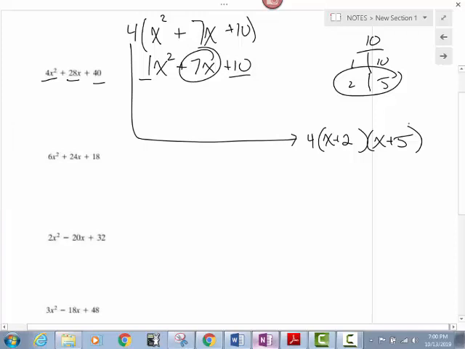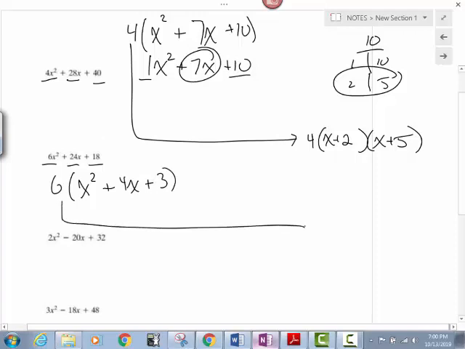Let's try the next one. Again, we'll go about it the same exact way. Look at the first pieces that I have here. Oh, look, we have the number 6 common to all of them. So let's factor out the number 6. I'm left with an x squared. 6 goes into 24 4 times. 6 goes into 18 3 times. Okay, guys, I'm going to put that 6 over here because I'm going to need it. It's going to be part of my answer.